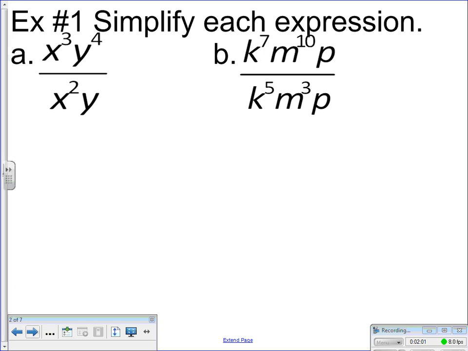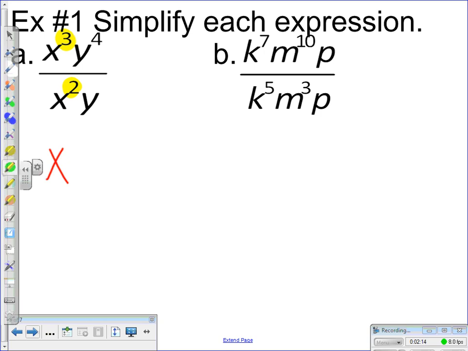Okay, so if we take the 3 and the 2 from the x and we subtract that, we'll get 1. So that's just x, because we don't need to write the 1 there. And then for the y's, 4 minus, well, we don't have a number, so that really means there's a 1 there. 4 minus 1 makes 3. So our answer is x y to the 3rd power.